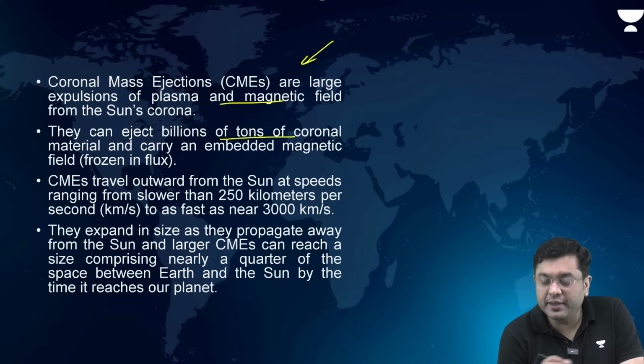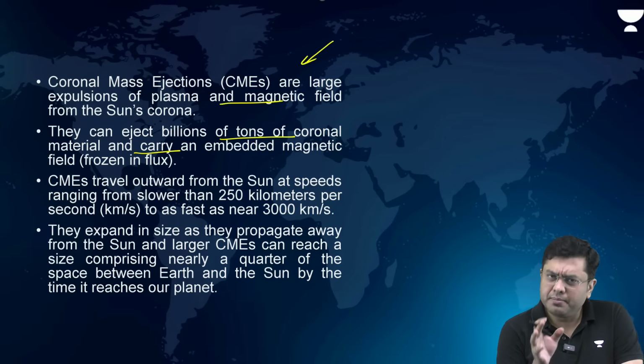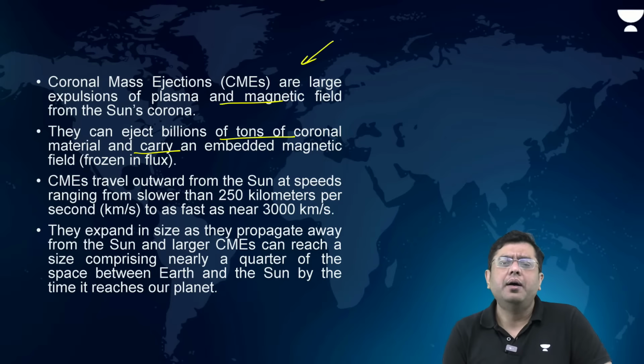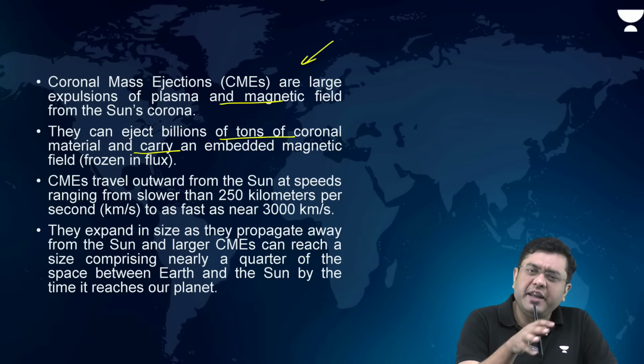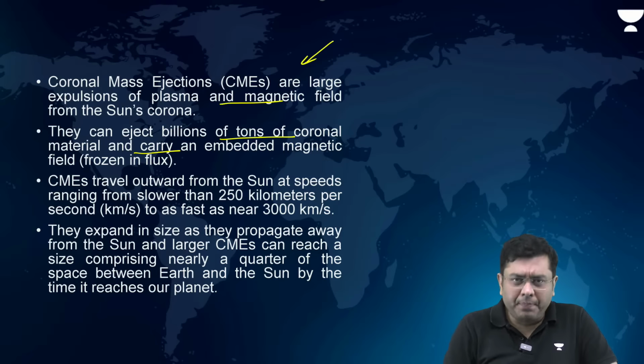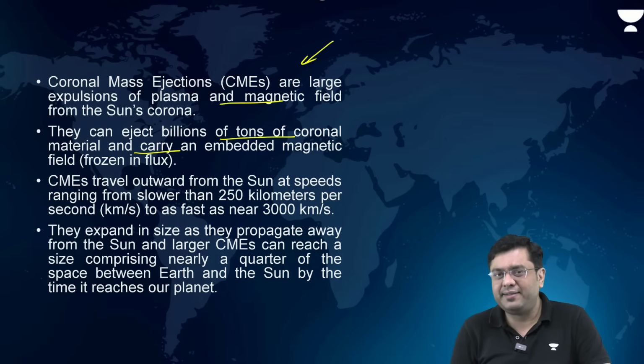They can eject billions of tons of coronal material and carry an embedded magnetic field within the particles, and that can impact the Earth's own magnetosphere as well, which can in turn damage the various power plant projects, the various different power equipments, communication satellites, etc.